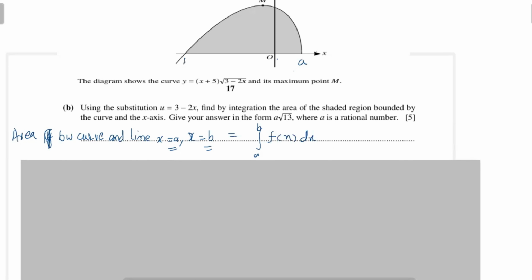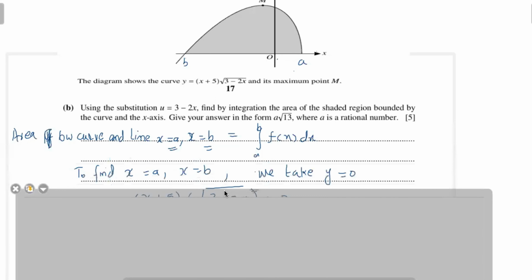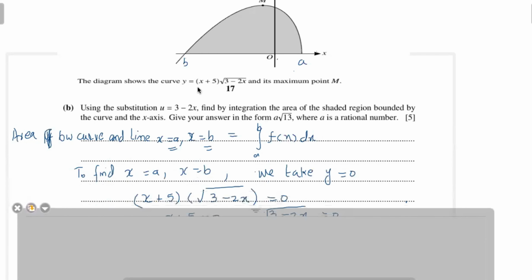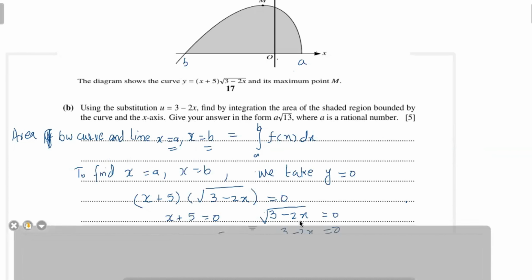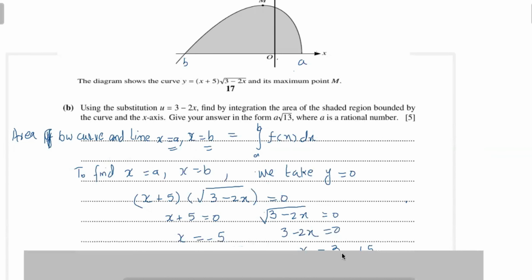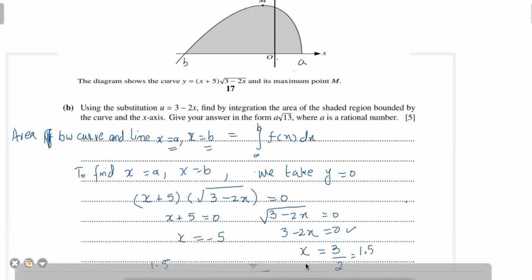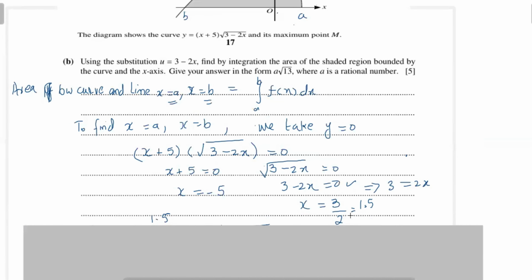Now to find these points a and b, we take y equal to 0. You see here, we write it here. To find a and b, we take y equal to 0. When we put (x + 5) times the square root of (3 - 2x) equal to 0, we get x + 5 equal to 0 and the square root of (3 - 2x) equal to 0. So x equal to -5, and taking the square on both sides, 3 - 2x equal to 0, x equal to 3/2, the value becomes 1.5. These are the values where the curve intersects the x-axis: -5 and 1.5.